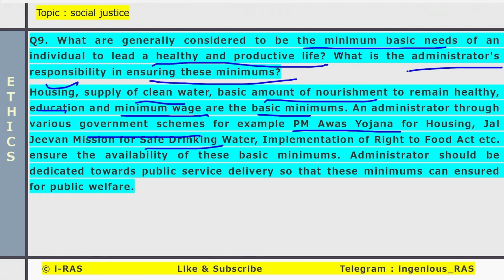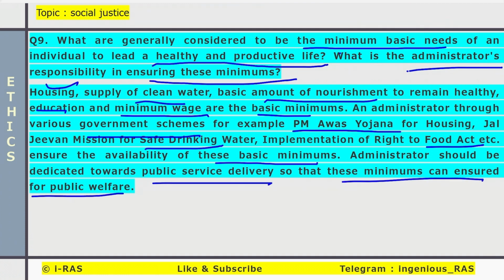and implementation of the Right to Food Act, ensures the availability of these basic minimums. So the administrator should be dedicated toward public service delivery so that these minimums can be ensured for public welfare. This is how an administrator is responsible in ensuring this availability.